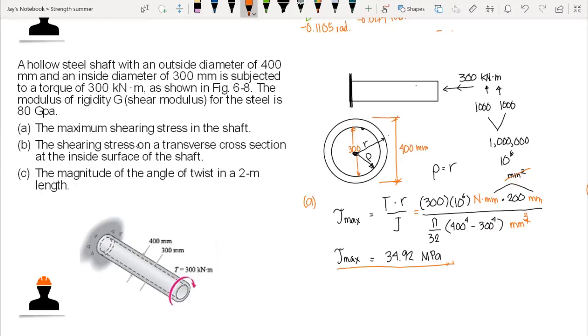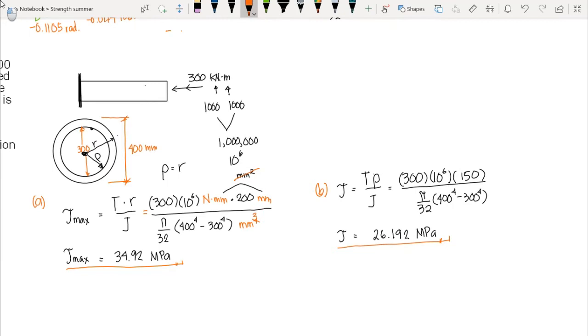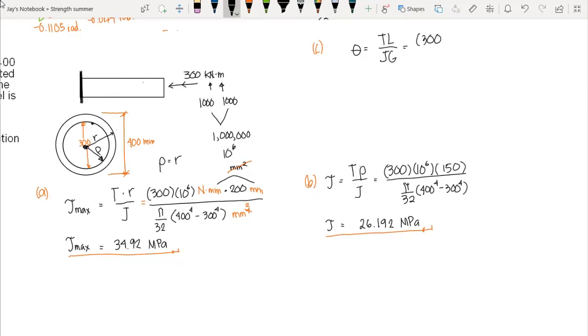And then we have an example here, letter C: the magnitude of the angle of twist in a 2-meter length. So we compute for the angle of twist, that is letter C. We have the formula of the angle, that is TL over JG. And we have the internal torque here, that is 300 times 10 raised to the 6, times the length. Since we have a 2-meter length, that is 2000 in millimeter, over the J.